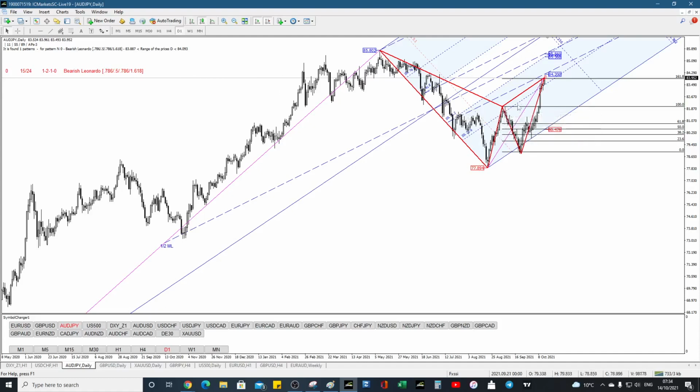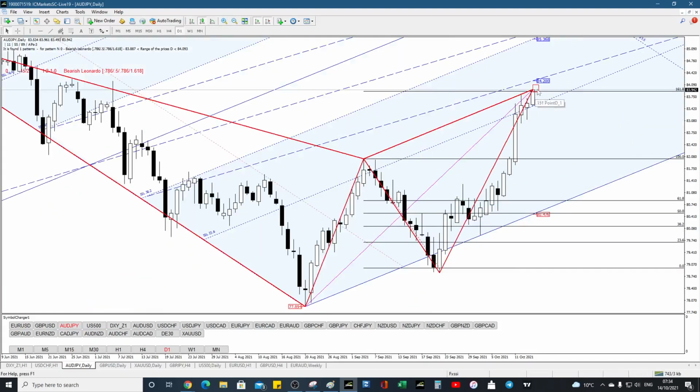This is the 78.6 of that move, right? And then this is the 161.8 of this move. So this is XA, AB, BC, CD. So CD, we can't exceed 1.618 of that leg, right? If we zoom in, we are there.